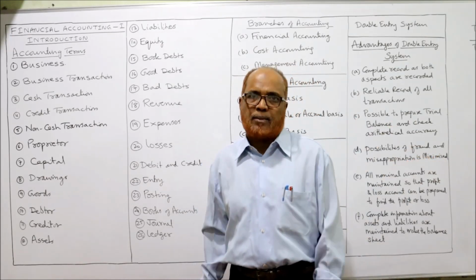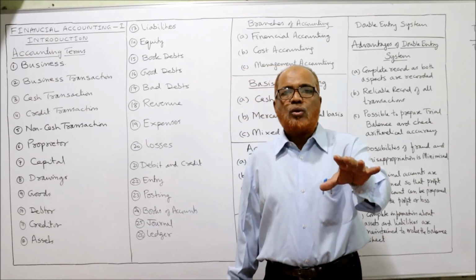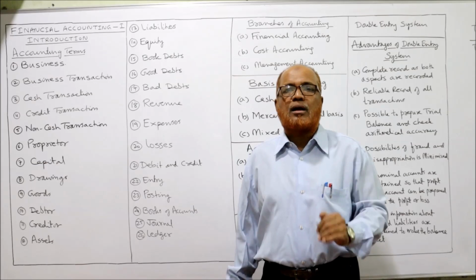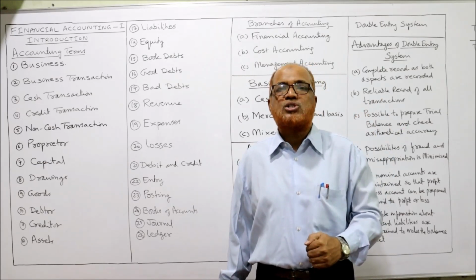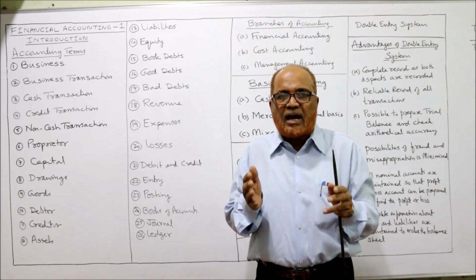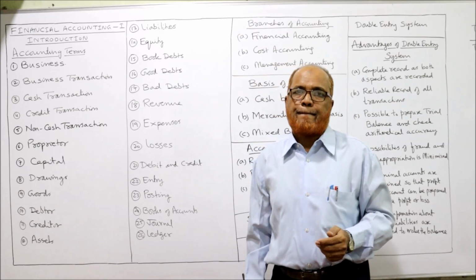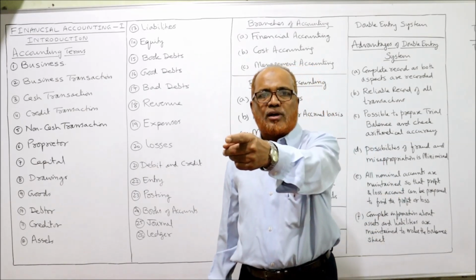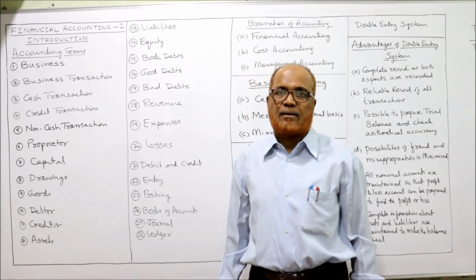it is called stock. Then comes debtor. A person who owes the money to the business is called a debtor. Example, we are having a business. We sold the goods to Mr. X on credit. We have to receive the money from X. So X is a debtor.